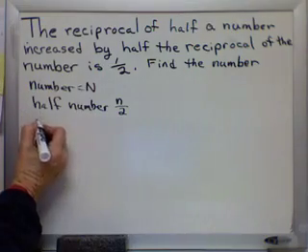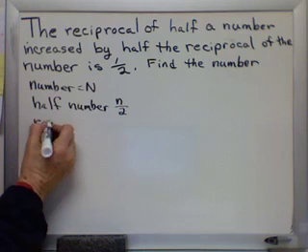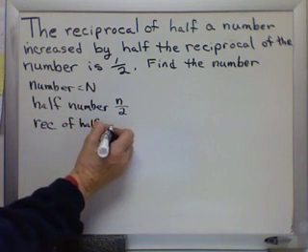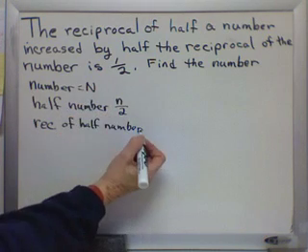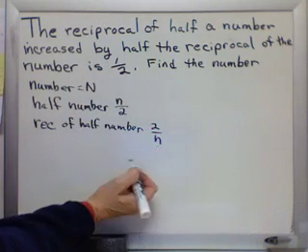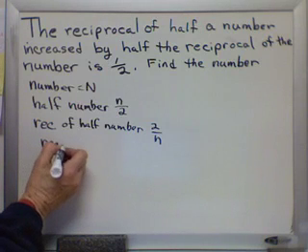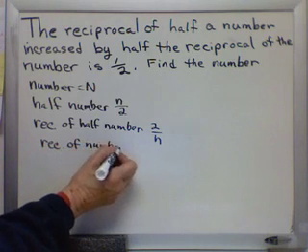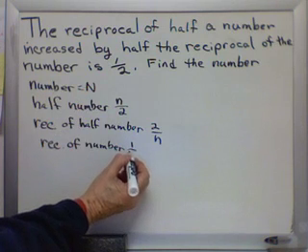All right, let's see. The reciprocal of half a number that we're talking about. So reciprocal of half the number. Well, if half the number is n over 2, the reciprocal of half the number would have to be 2 over n. All right. And then they talk about the reciprocal of the number. There's the number, so the reciprocal of that would be 1 over n.